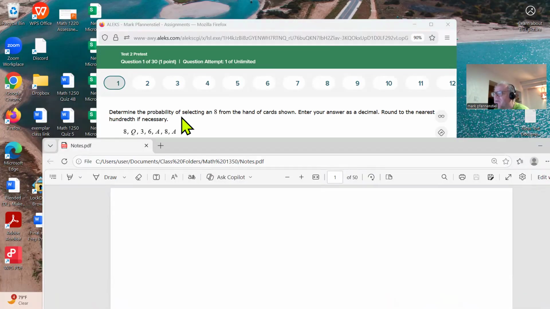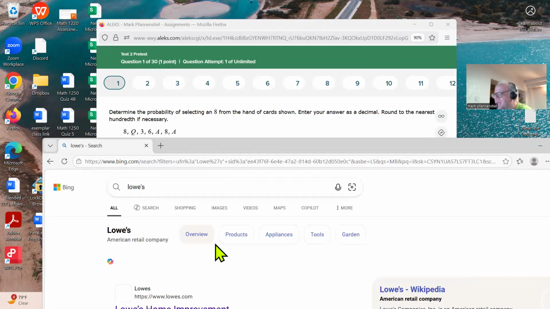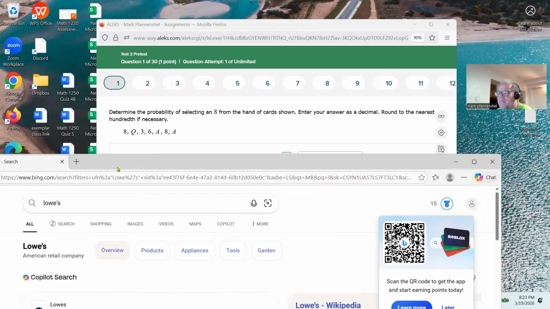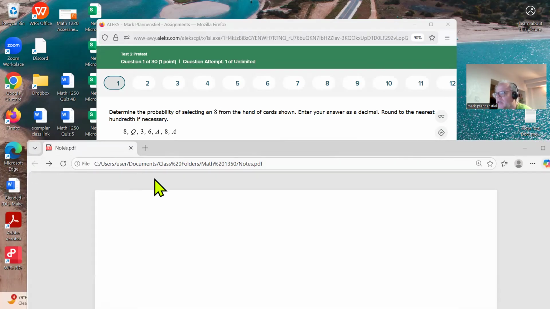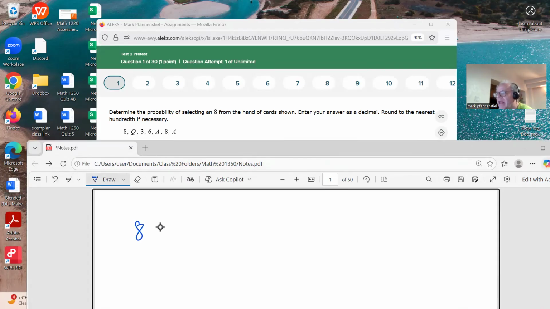So we're saying determine the probability of selecting an eight from the hand of cards shown. So the idea is here we have a pile of cards and we don't know what they are. Here we go. So we got a pile of cards. We have an eight. Okay. We have a queen. We have a three. We have a six. We have an ace. We have an eight, and we have an ace. All right. And that's pretty much looking at what we have here.